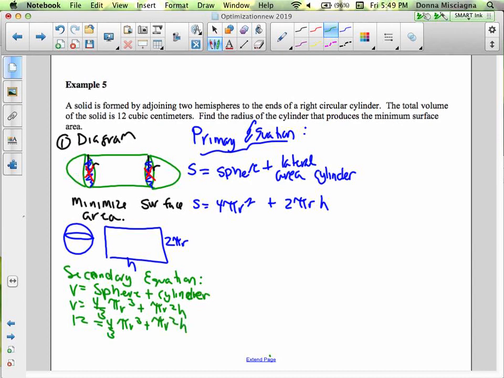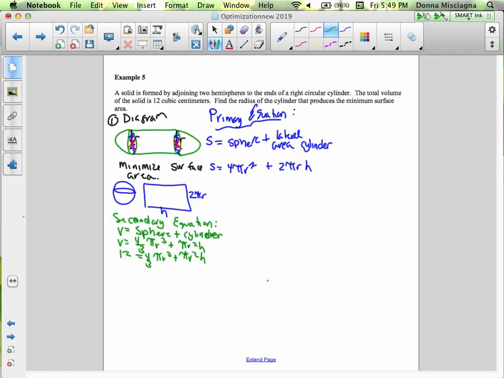And we're going to solve for h, because that's the problem we have with our primary equation, is we have too many variables. All right, so we're going to subtract 4/3 pi r cubed. Actually, let's multiply everything by 3 and get rid of the 3 in the denominator. So I should do it to everybody. It's good. And then we won't have to simplify later. All right, so that's going to be 36 equals 4 pi r cubed plus 3 pi r squared h.